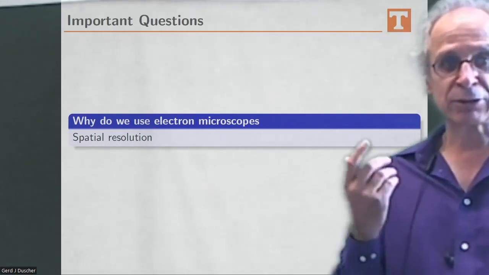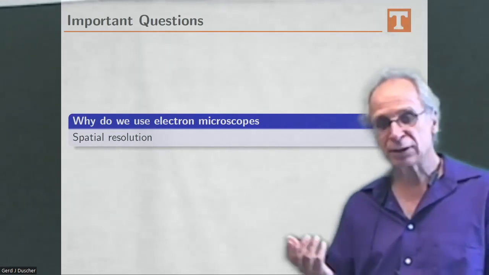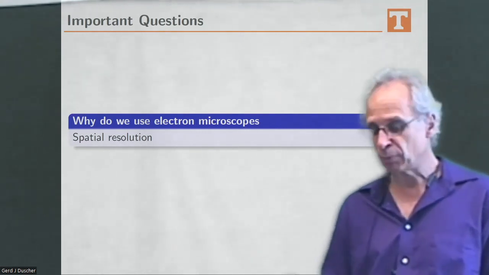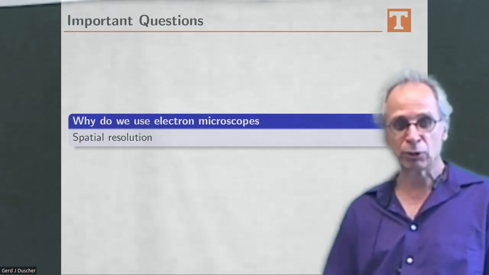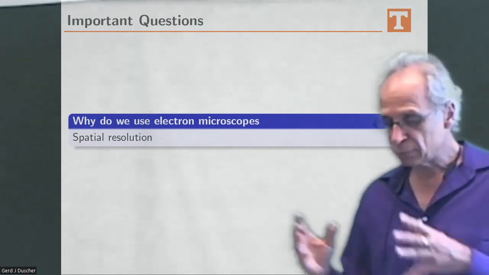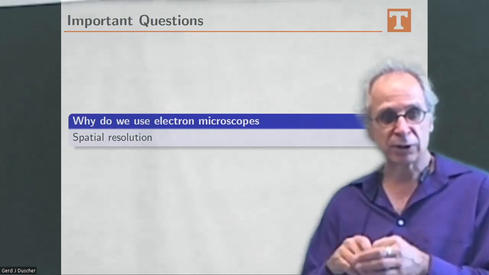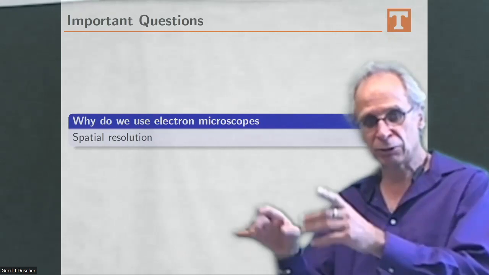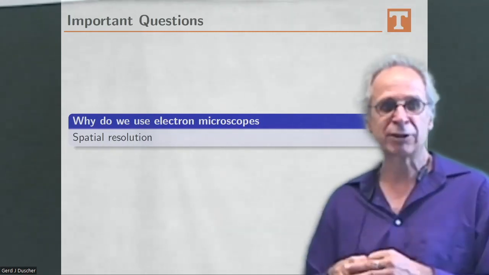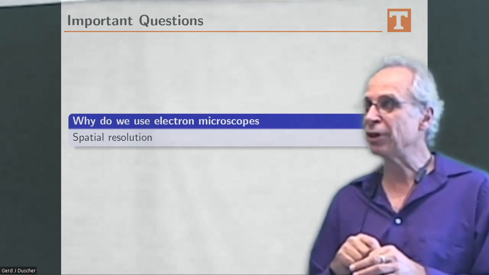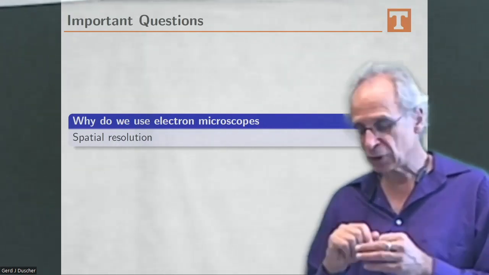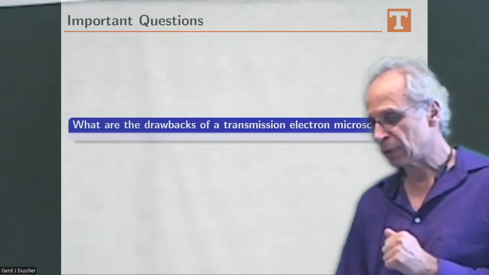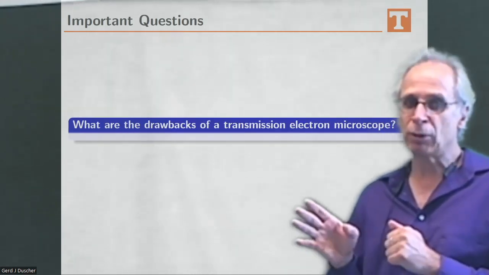When do we use electron microscopes? The answer is simple. When you need spatial resolution for your problem. You don't have enough. You want to see any kind of differences. So you have a nanoparticle, and all of them are the same. Go to X-ray diffraction or X-ray fluorescence. If you want to know whether a single particle is different, then you have to use electron microscopes.